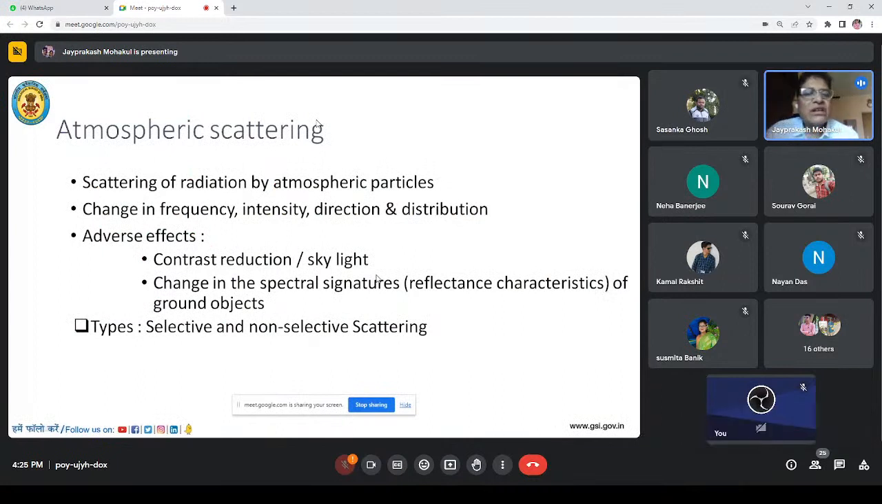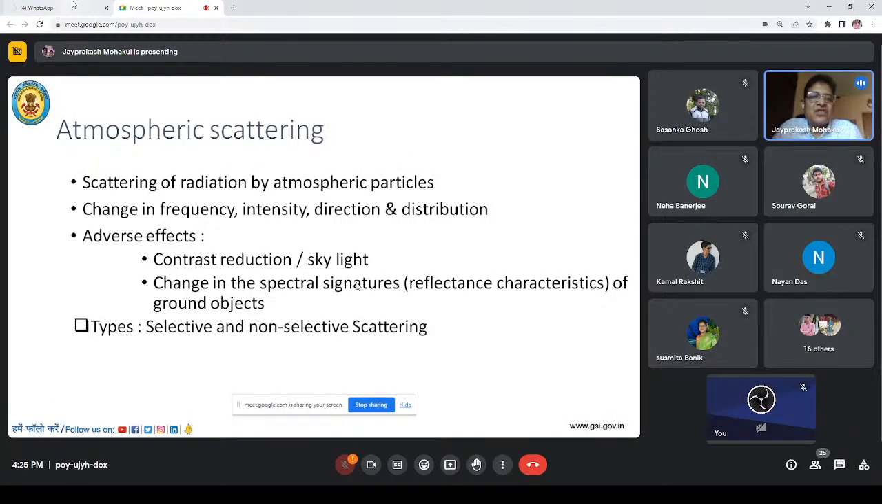Now we need to know what happens to the electromagnetic energy when it interacts in the atmosphere. One of the major things that happens is scattering of light. Scattering of radiation by atmospheric particles can lead to a change in frequency, intensity, direction, and distribution. Now, this has an adverse effect: there is a contrast reduction, skylight, and a change in the spectral signature of the ground object.